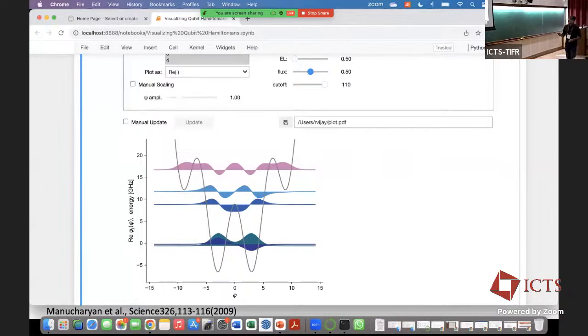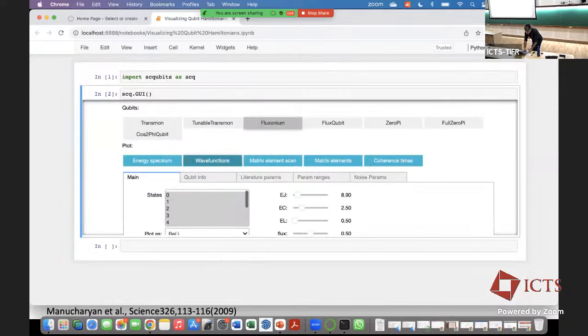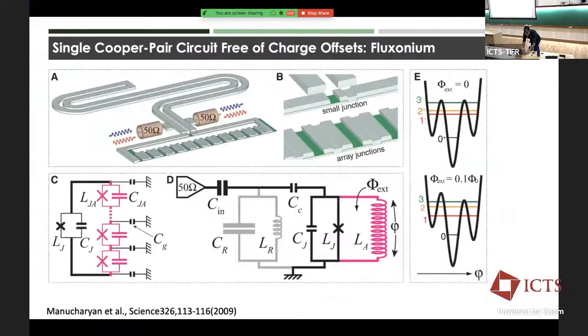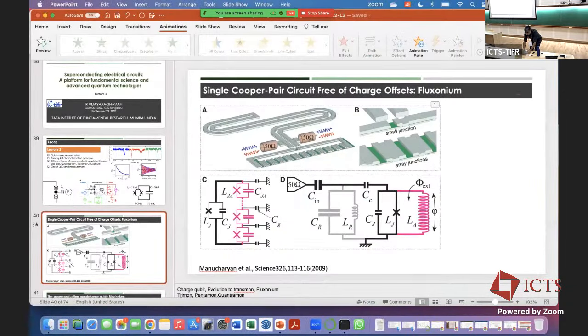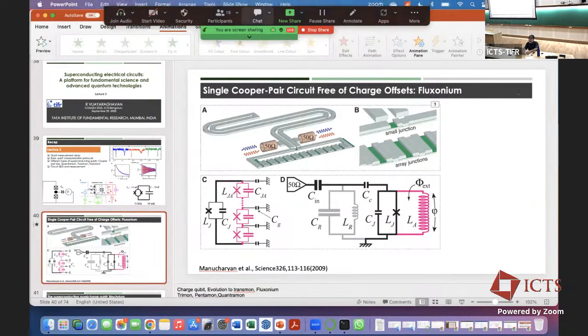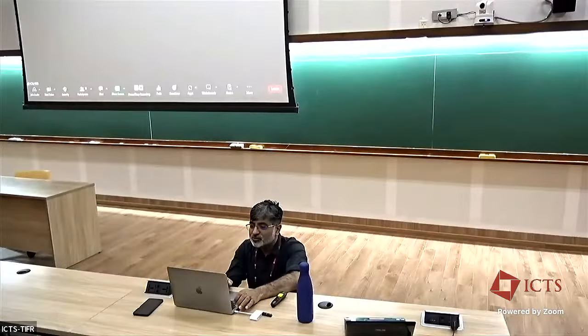All right. So this was, I think, the standard qubit. So we can go to the standard fluxonium qubit. Can't see my mouse pointer. So strange. I have to infer where it is.